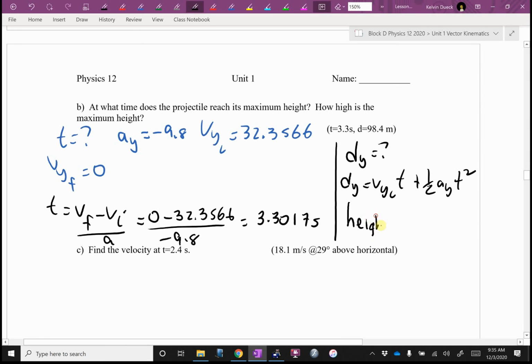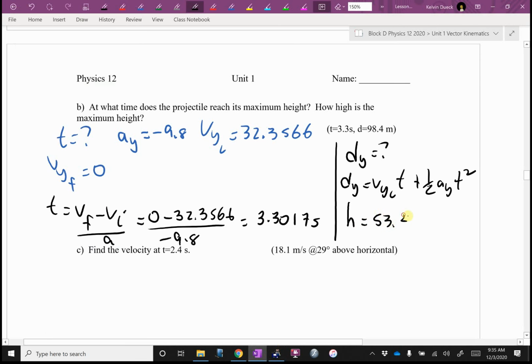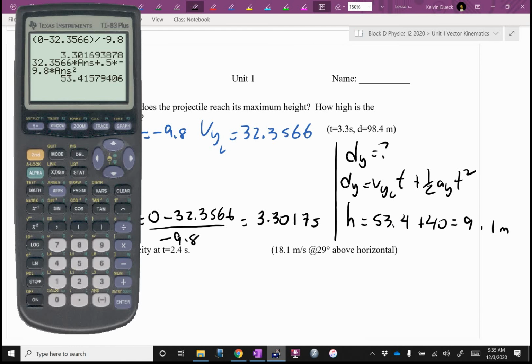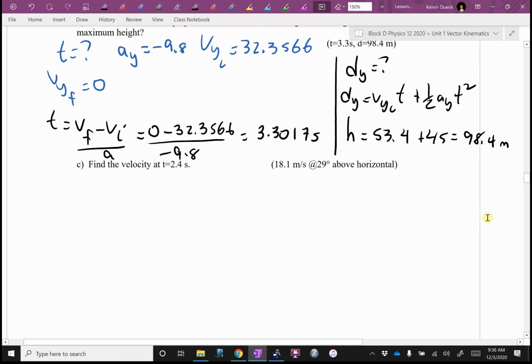Height. What would be a good letter to use as an abbreviation for height? H, you say? H equals 53.4 plus 40. And that's where the 93.4 meters came, or 98.4. Oh, the original height was 45, was it? 98.4.